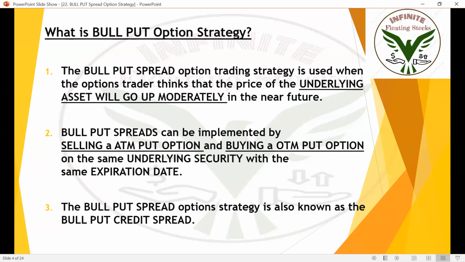In the bull call spread, we bought an at the money call option and sold an out of the money call option. Here it is reversed. In the bull put spread, if our view is bullish, we sell an at the money put option and buy an out of the money put option, of the same underlying security and the same expiration date, as you already know. The bull put spread option strategy is also known as the bull put credit spread. That's the alternate name for it.